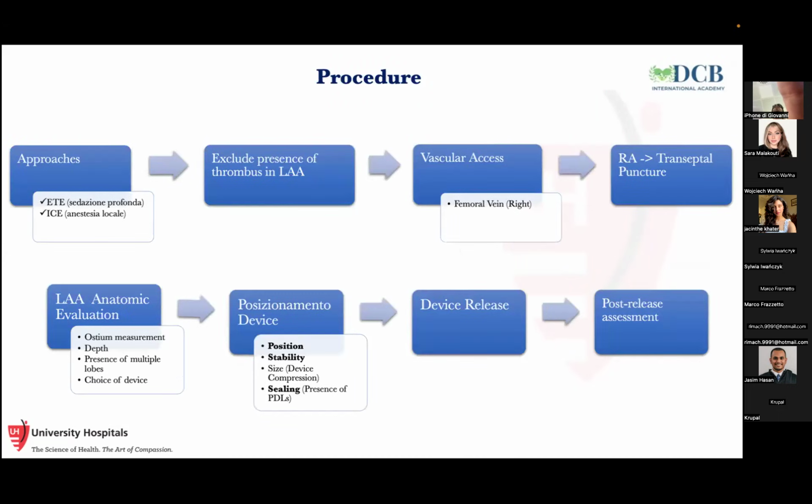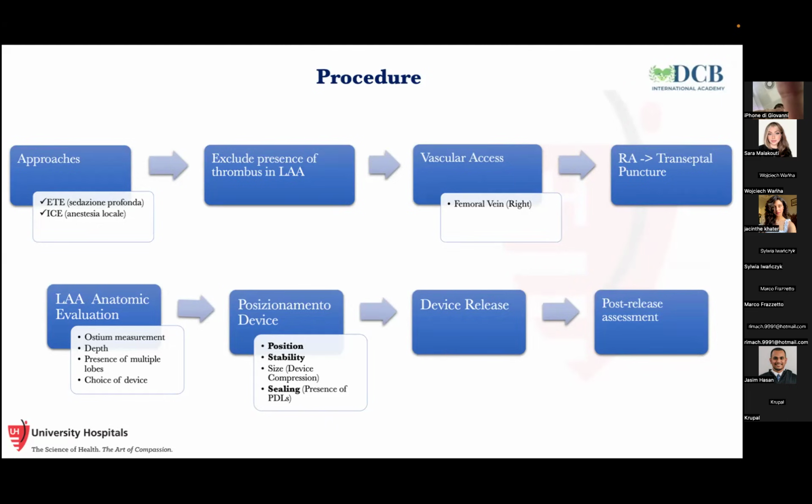In the procedure, there are different parts. I decided to show you a procedure because we have a different audience, so everybody can understand what we are talking about from a technical point of view, not only from a theoretical point of view. We can use transesophageal or intracardiac guidance. The most important thing is to exclude the presence of thrombus in the LAA, because performing a procedure with an LAA thrombus carries a very high risk of embolization. The vascular access is a femoral vein, generally the right.